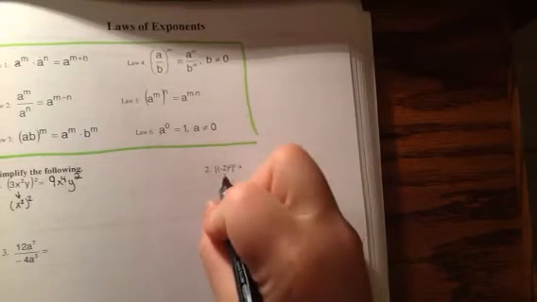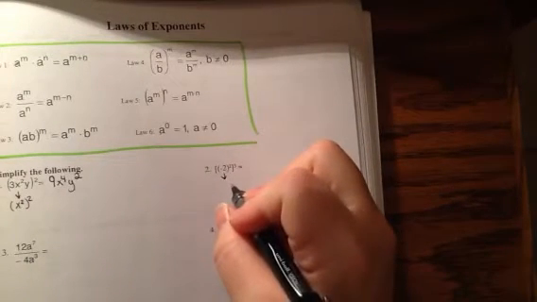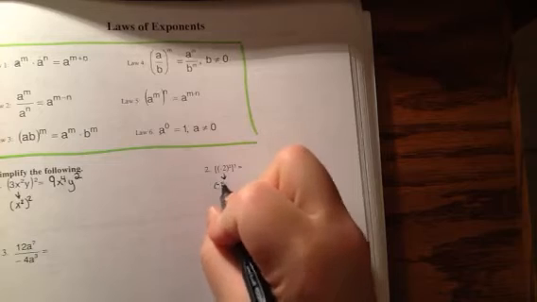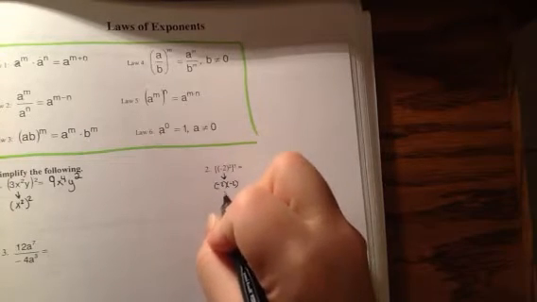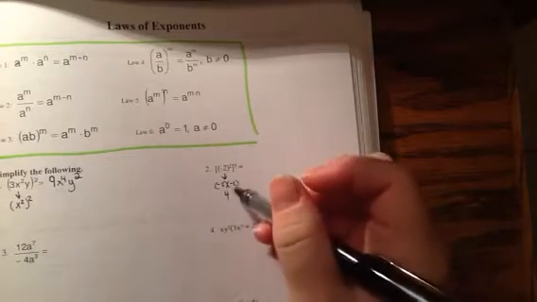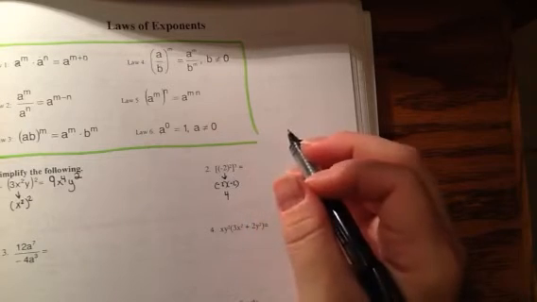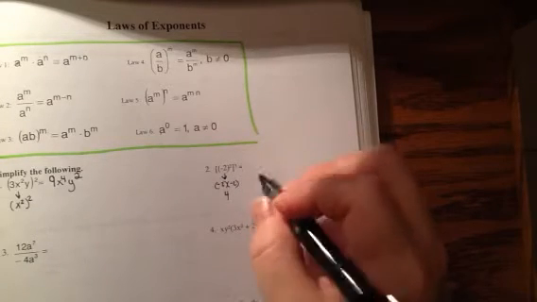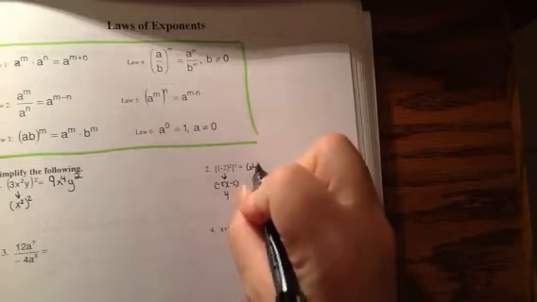Number 2, I'm going to start on the inside. A negative 2 squared means negative 2 times negative 2, which gives me positive 4. Positive 4 raised to the 3rd power means 4 times 4 times 4. 4 times 4 is 16. 16 times 4 is 64.